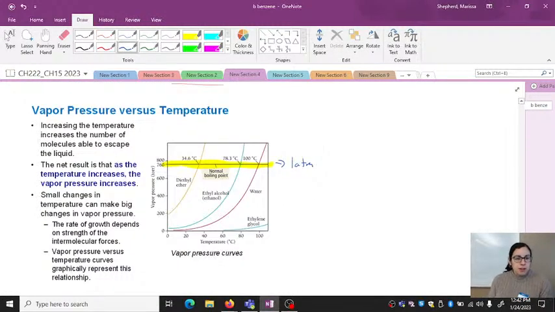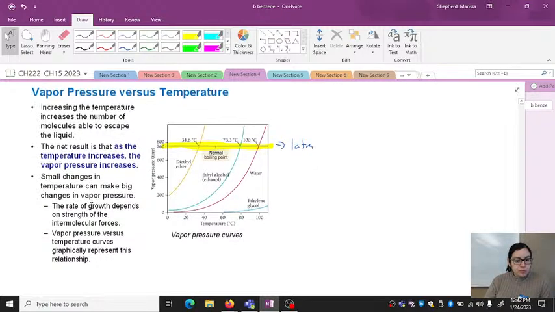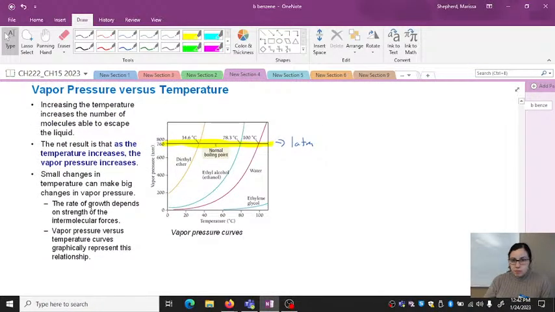Again, all we're saying is we're increasing the temperature, that increases kinetic energy until, of course, more and more of those molecules have the appropriate energy to escape the liquid and go into the gas phase. All right, questions about this?